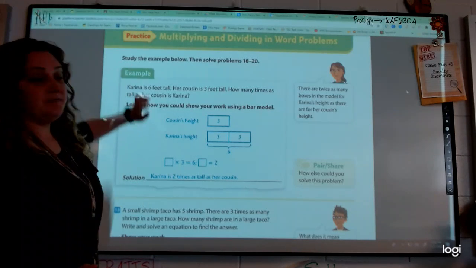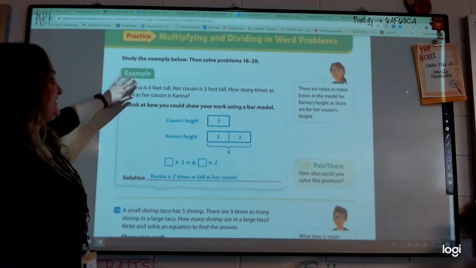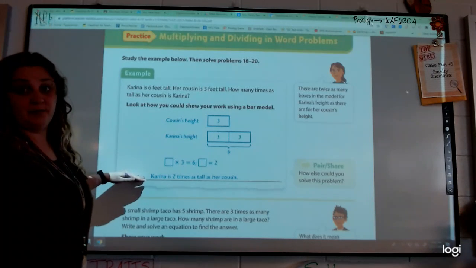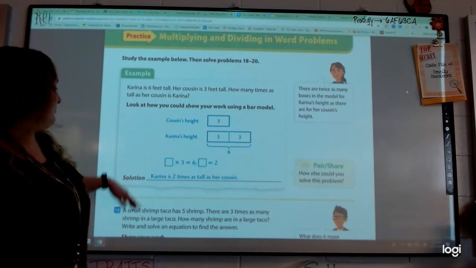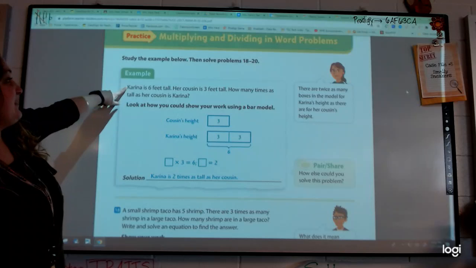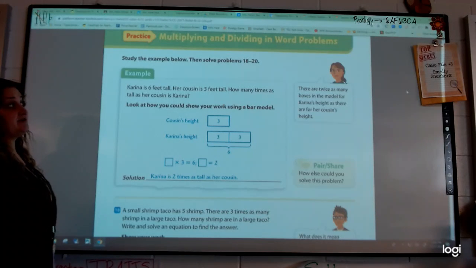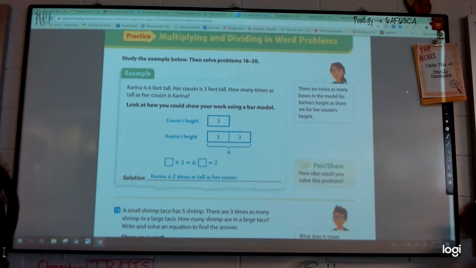So first, I always recommend, if you are unsure of how to solve some problems, these examples at the top are really, really good help, okay? So let's go through this real quick and then we'll start on number 18 down beneath it. All right, the example says, Karina is 6 feet tall. Her cousin is 3 feet tall. How many times as tall as her cousin is Karina?